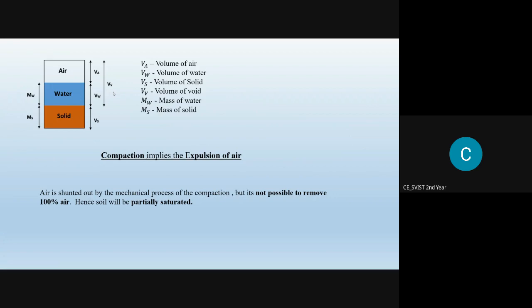So in the compacted state, these three things will always be present: solid, air, and water. A saturated state is when all the air voids are totally filled with water. But in this case, there are some air voids which are not filled by water. So this is partially saturated, and the compacted soil will always be in the partially saturated state. Okay, clear?